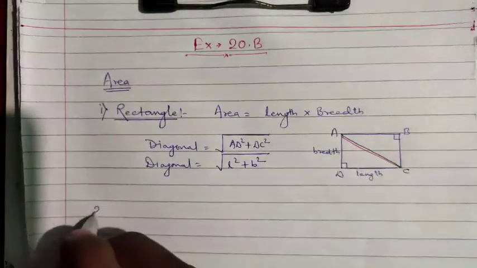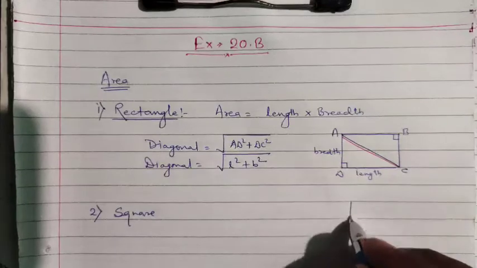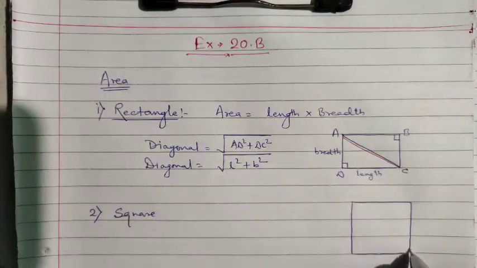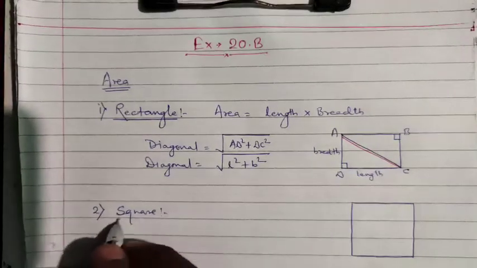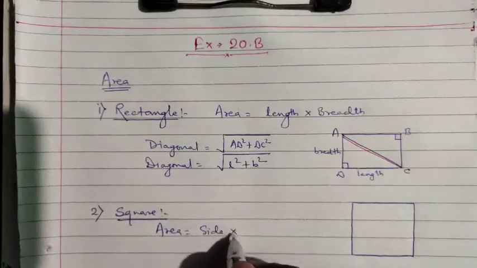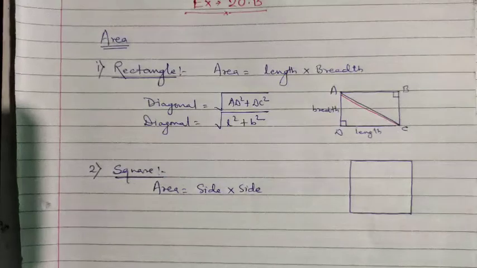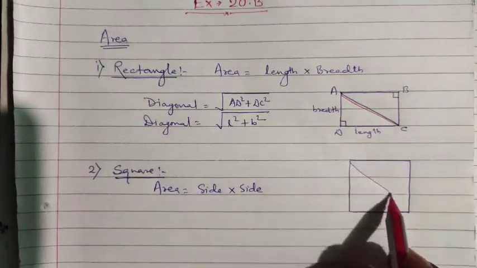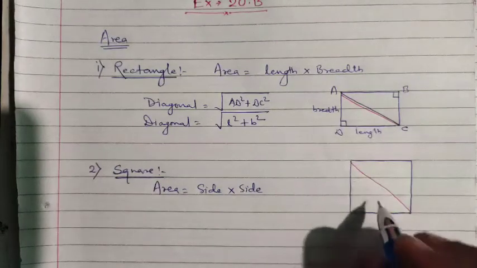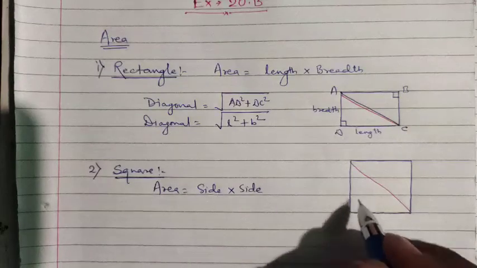Next figure which we will be learning is square, and we all know the formula for calculating area of a square, that is side into side. Area is equal to side into side, or you can simply write side square. Here also, if we join two opposite vertex, this will be called diagonal, and we all know that the sides of a square are equal. Let us assume it A or assume it as S.